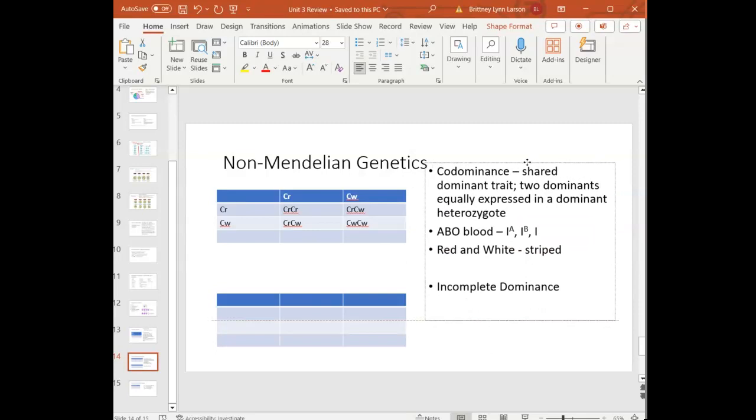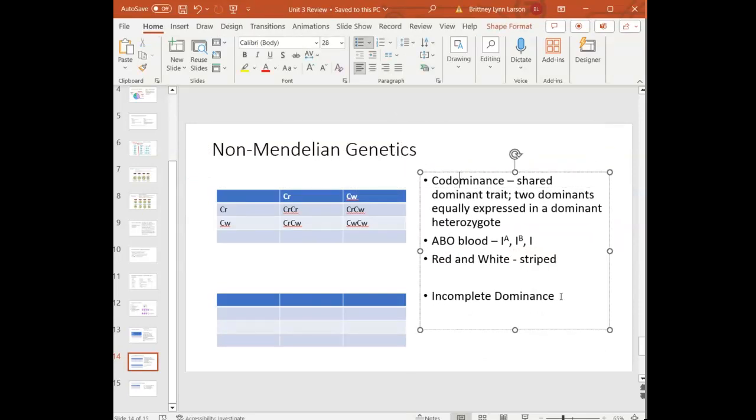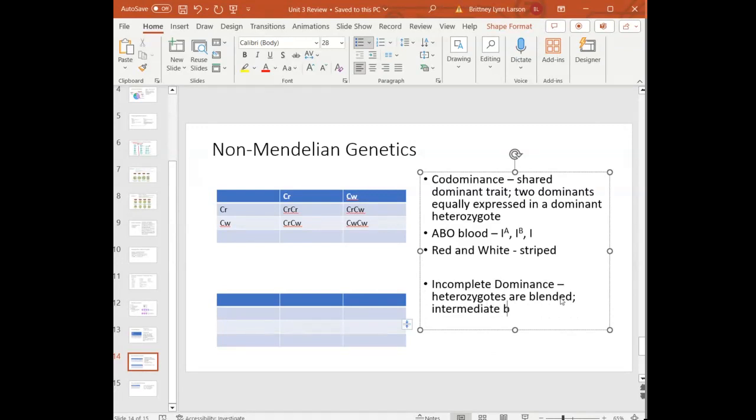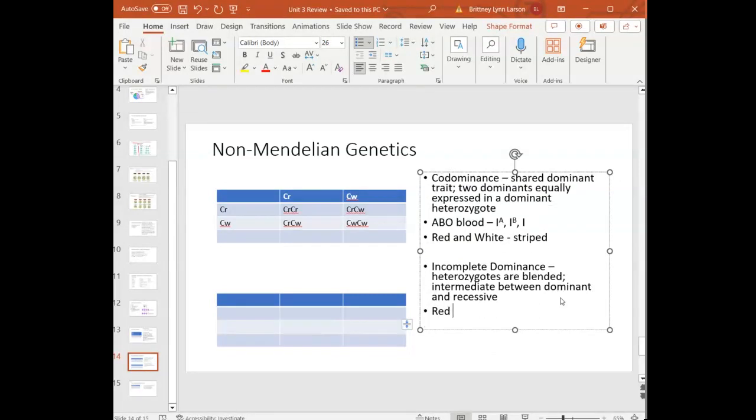However, if I were looking at incomplete dominance, it's a little bit different. Incomplete dominance is also known as blending. So heterozygotes are blended. They're an intermediate between the dominant and recessive because the dominant doesn't fully mask the recessive. So in plants, this would be when red and white made pink.